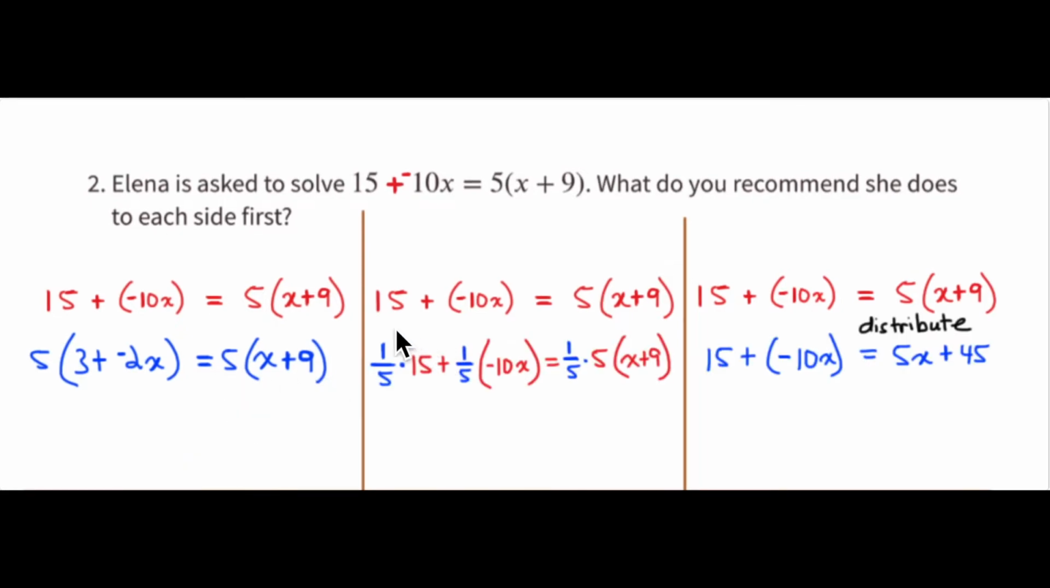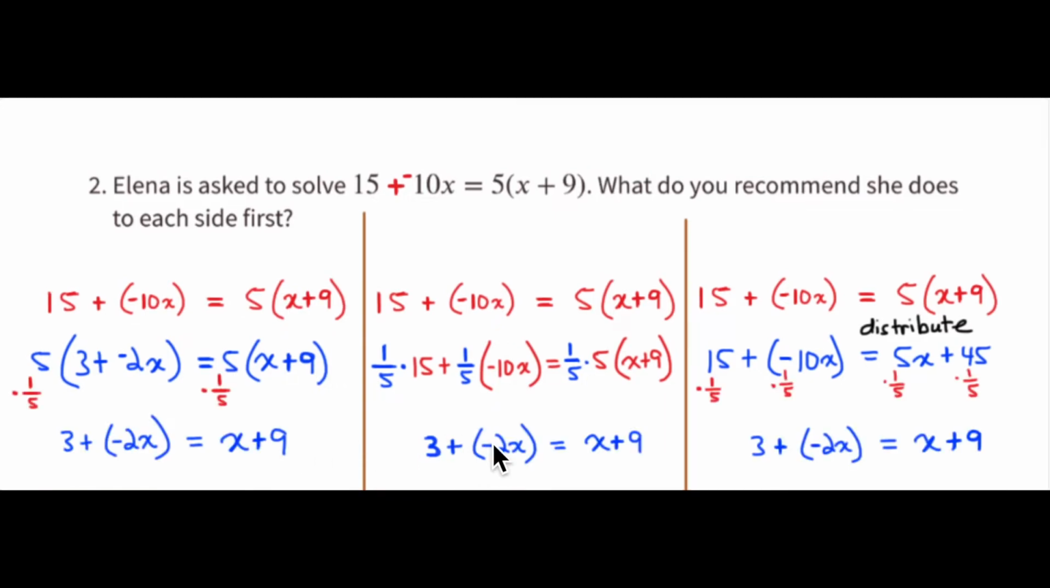In the middle, you can multiply each of these by 1/5. You have 1/5 of 15, 1/5 of a negative 10x, and 1/5 of 5. So 1/5 of these 5 groups. And over here, you can use the distributive property. So I have 15 plus a negative 10x, and on this side, I have 5 of these groups. That means I have 5 x's total, and I have 5 9's, which is equal to 45.